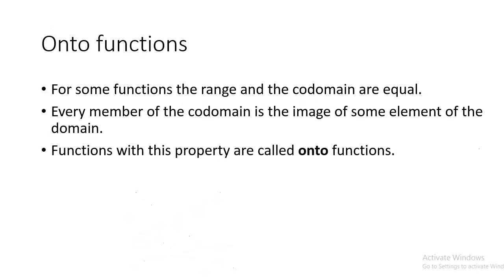Next, the next type of function is the onto function. For some functions, the range and the codomain are equal. So every member of the codomain is the image of some element of the domain. Functions with this property are called onto functions. So this is not a one-to-one function, this is an onto function. Here every member of the codomain is the image of some element of the domain. That's why it is called an onto function.